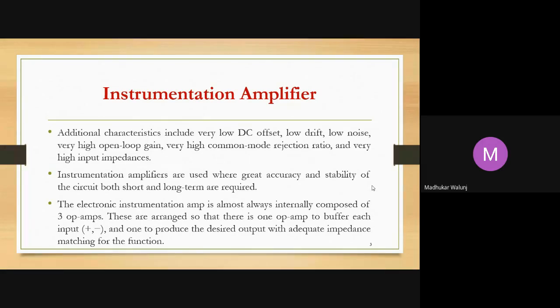This is called an electronic instrumentation amplifier because it deals with everything in electronics. It is internally composed of three op amps. They are arranged so that there is one op amp to buffer each input, plus and minus, and one to produce the desired output with adequate impedance matching for the function. We can have only one input to the instrumentation amplifier by connecting the other to zero, or vice versa. We can also have both inputs at the same time.